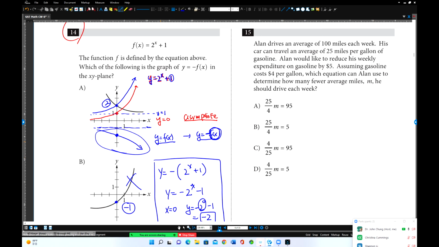Number 15 over here, let me see. Alan drives an average of 100 miles each week. But his car can travel an average of 25 miles per 1 gallon of gasoline. Alan wants to reduce his weekly expenditure on gasoline. He wants to save $5.